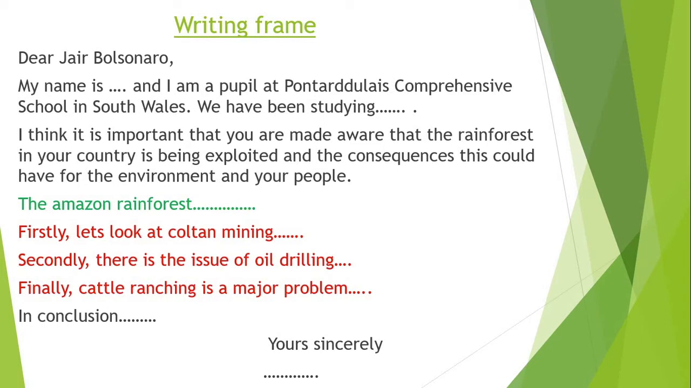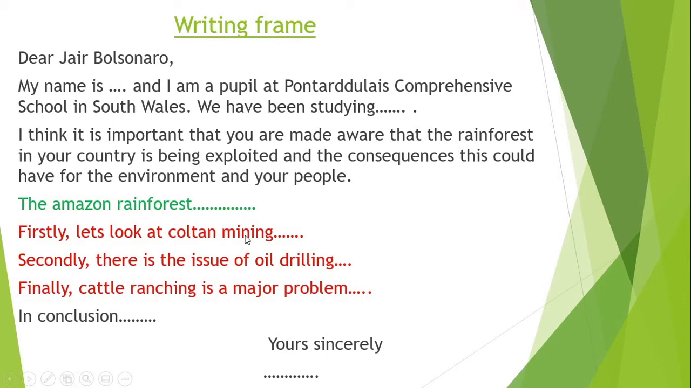Then you're using your first part of your mind map, the Amazon rainforest. This needs to be a paragraph based on where the Amazon rainforest is, what it entails, what the climate is, what animals live there. Everything you know about the Amazon rainforest should go in this paragraph. And then set up your 3 points of exploitation.